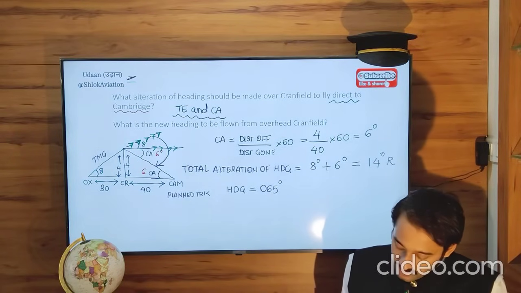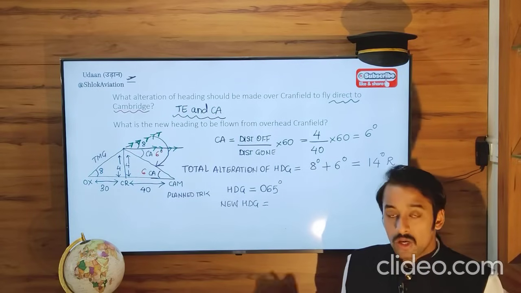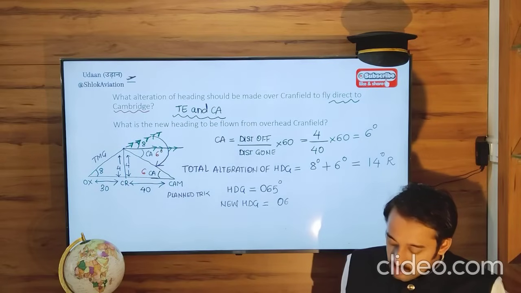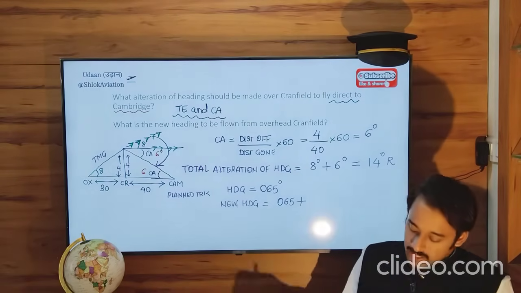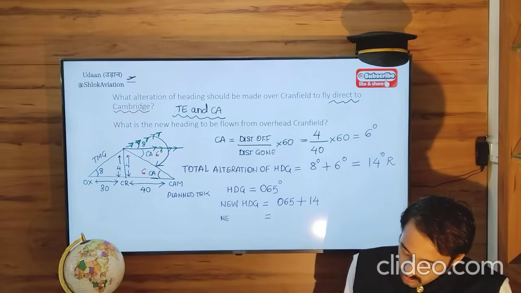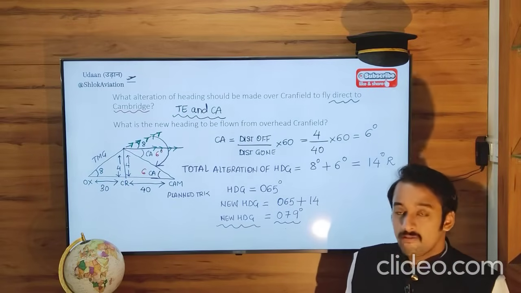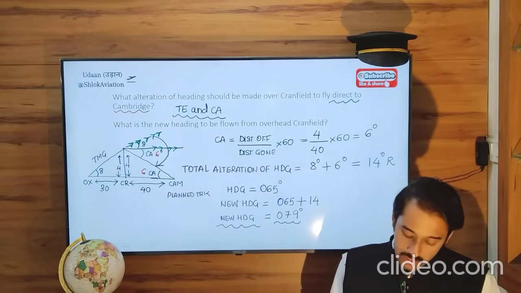So the new heading that you will have to fly to go directly to your destination will be 065, the original heading, plus the alteration that you are making, which is 14 degrees. So the new heading will be equal to 079 degrees.